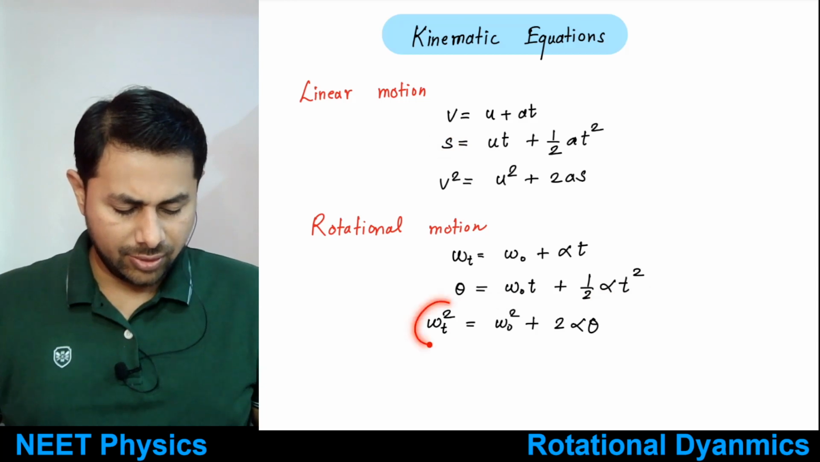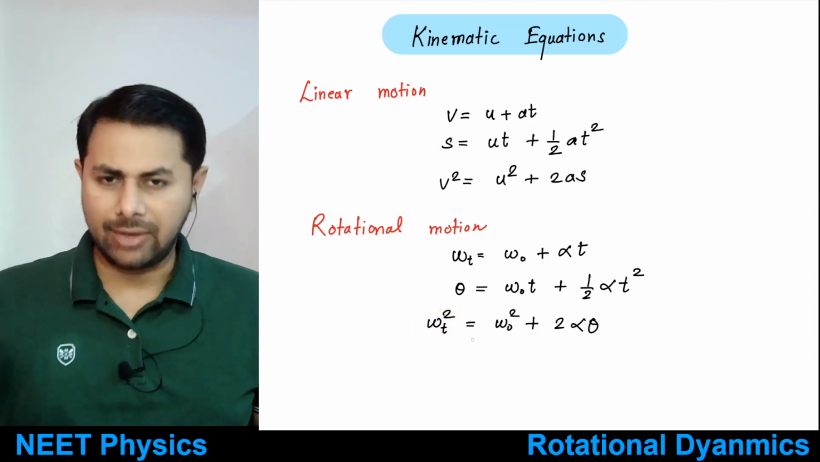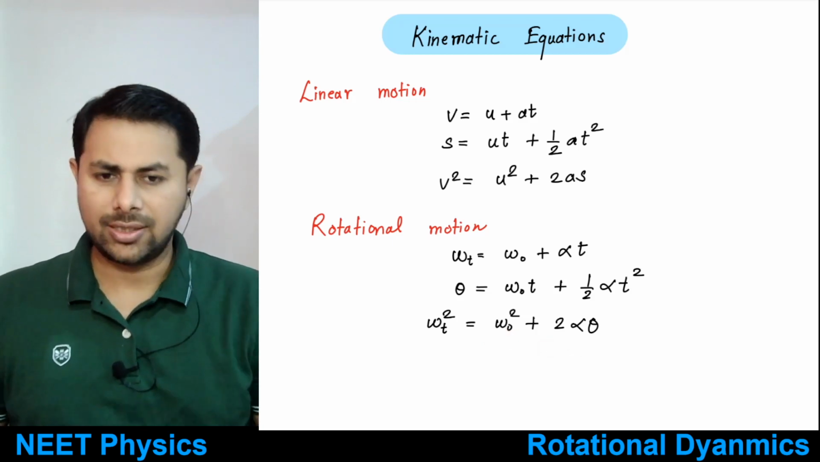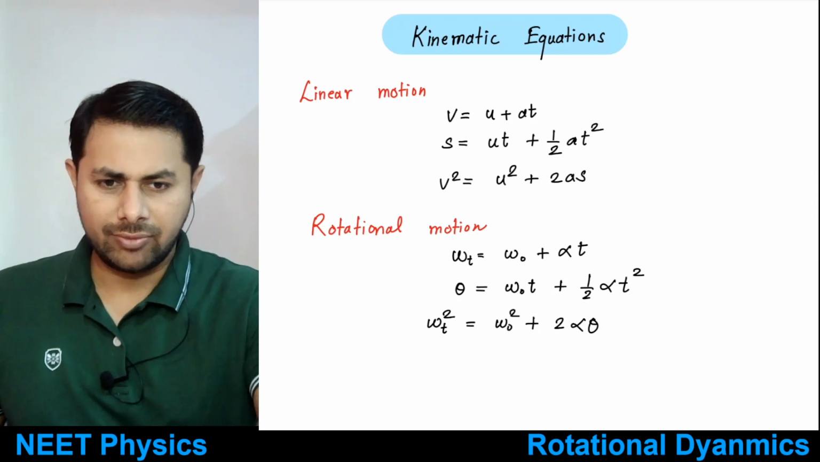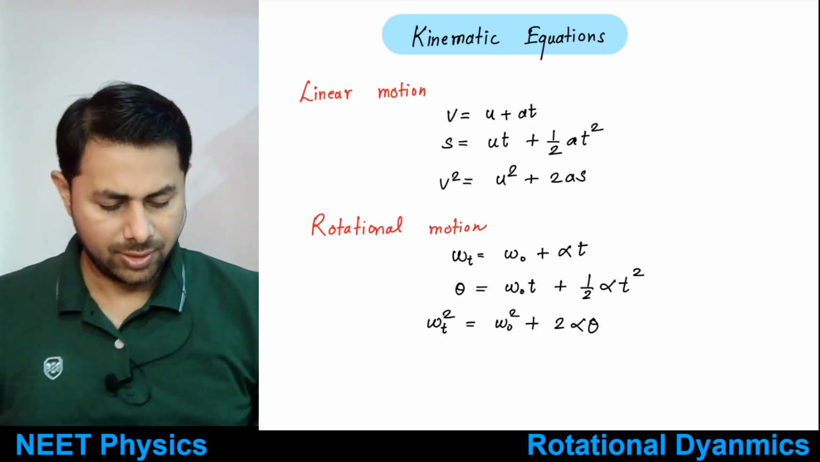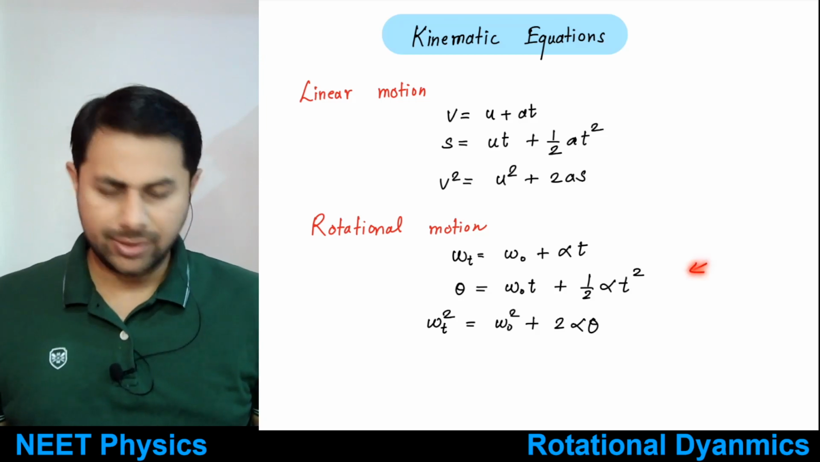And then there is omega t square, final angular velocity square, is equal to omega naught square plus 2 times alpha theta, right? So these are the three equations, we know them, right? So we have studied them in circular motion. Okay, so three kinematic equations.